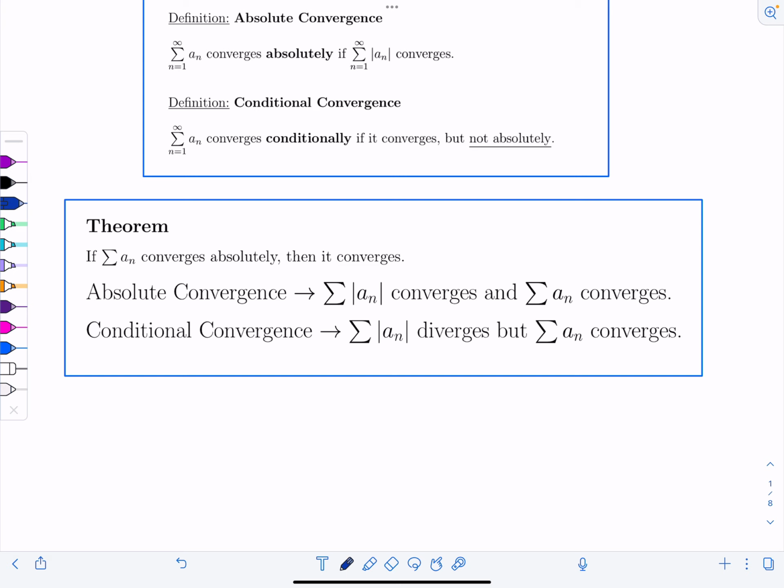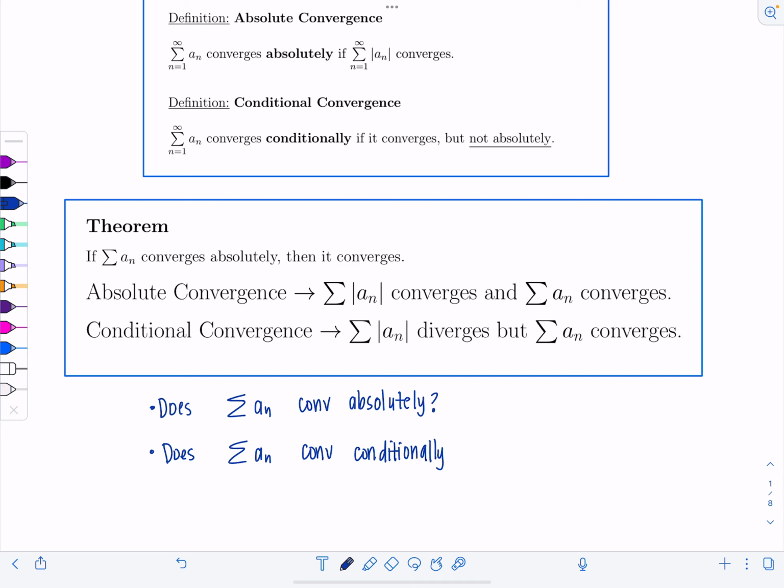You have two questions to answer when you're asked to test for absolute or conditional convergence. The two questions are as follows. Does the sum of a_n converge absolutely? You have to answer that question. And you have to answer, does the sum of a_n converge conditionally? Both need to be addressed, okay?